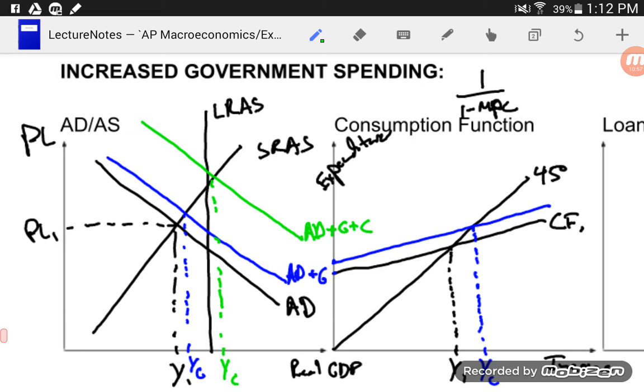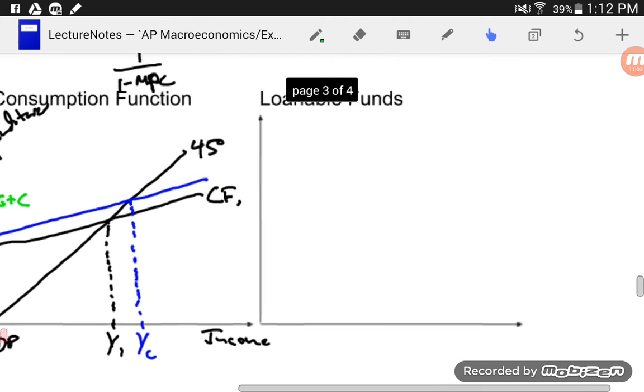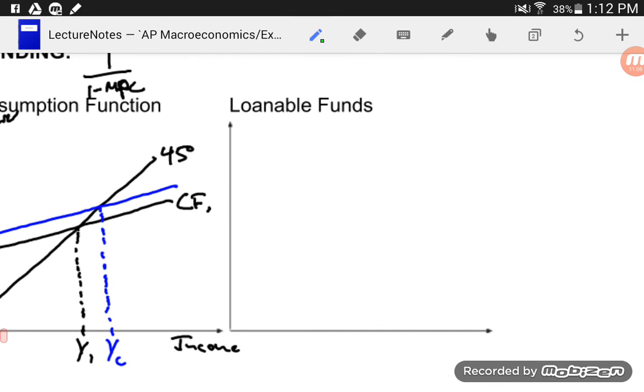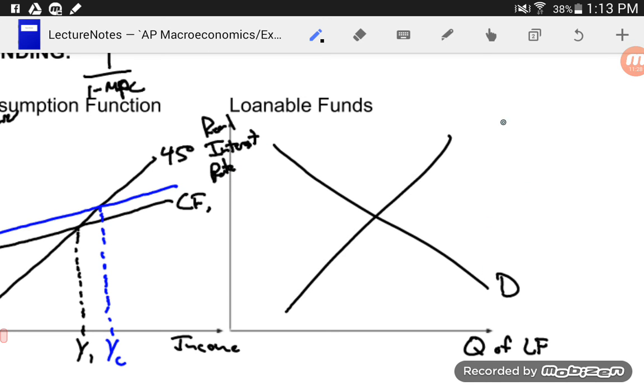our GDP by a lot. However, some will argue that that's a pie in the sky dream, that it doesn't actually work that well, because we've got our third graph here, the loanable funds market. So the quantity of loanable funds and the real interest rate, and we had a demand for and a supply of loanable funds with a market interest rate and a quantity.